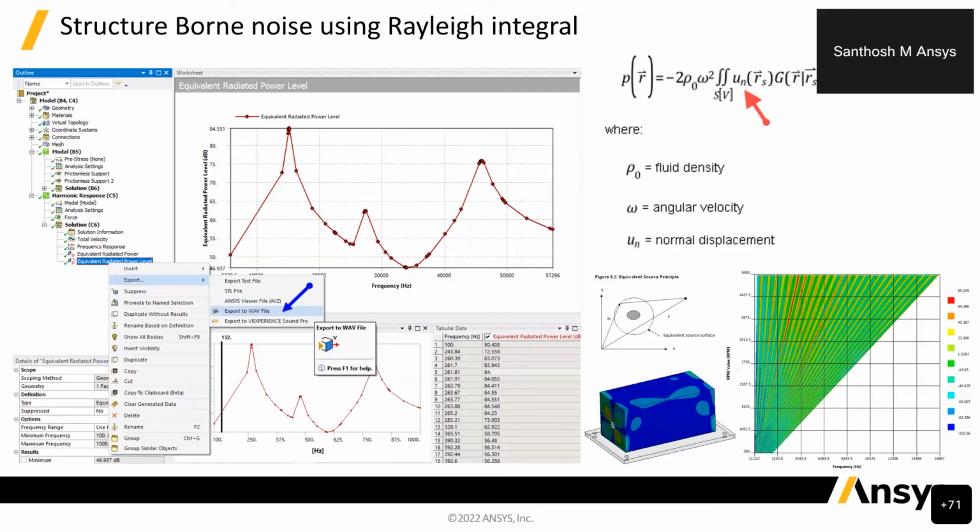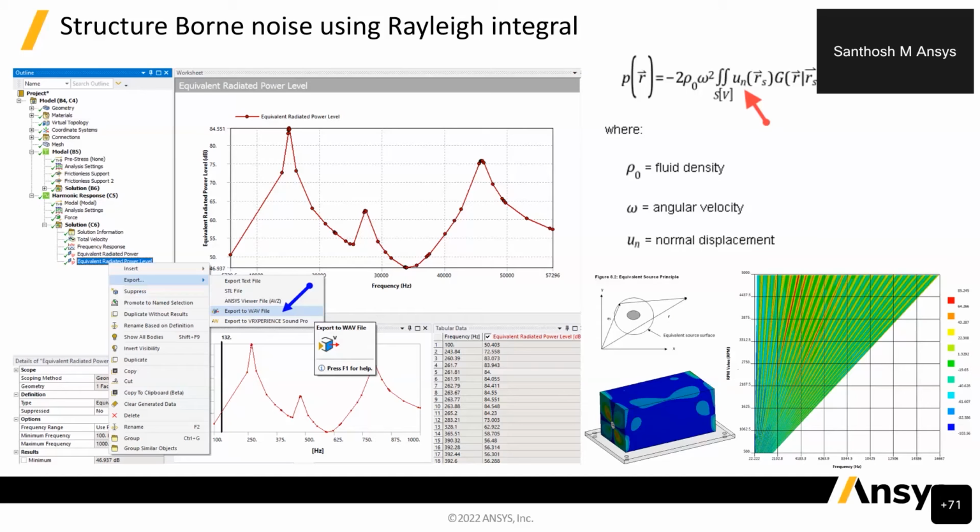Then we assume that as an equivalent source. Knowing what is the normal velocity at every point, it is possible to predict what will be the sound pressure at any point somewhere away from this structure using this Rayleigh integral technique. We can just do this equivalent radiated power calculation without even getting into a detailed acoustic study. This will be useful for a quick and comparative study between two designs.